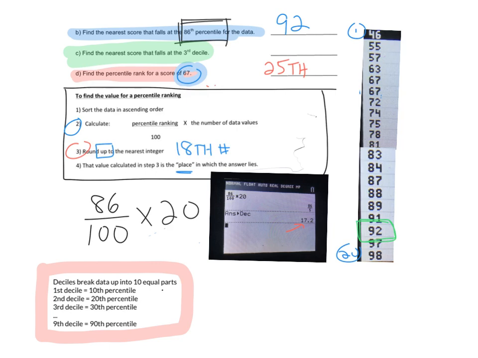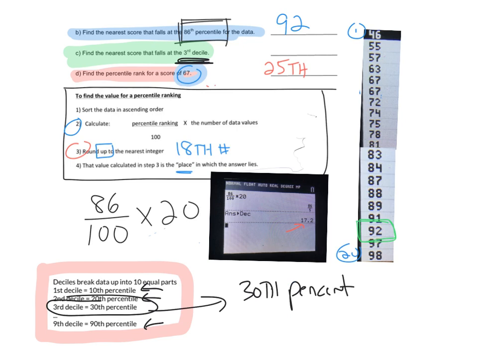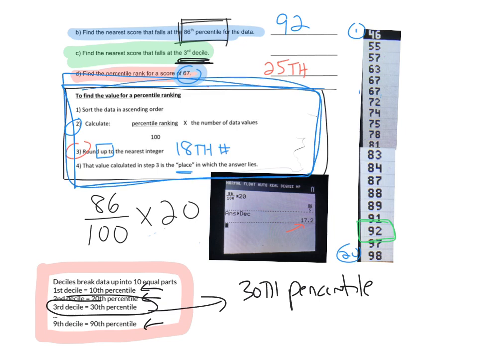The first decile is the same as the 10th percentile. The second decile is the same as the 20th percentile, all the way through the 9th decile corresponding to the 90th percentile. So this one says find the nearest score that falls at the third decile. Well, basically the third decile is the same as the 30th percentile. So we're going to use these directions to find the value for a percentile ranking. But here, the percentile ranking that we're going to be using is 30.